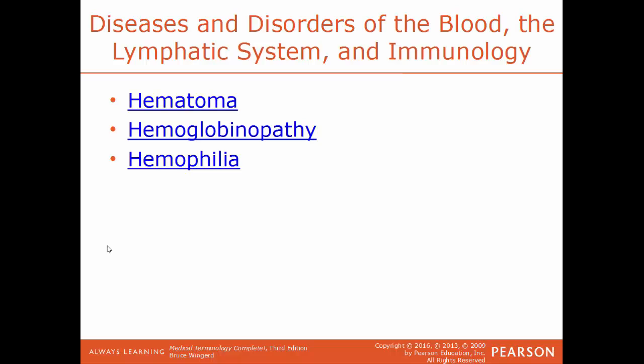So this will impact the function of the red blood cell, which will lead to a decrease in the levels of oxygen that are able to be delivered to tissues. And last one on here, hemophilia, another inherited condition where the blood doesn't clot as well as it should.